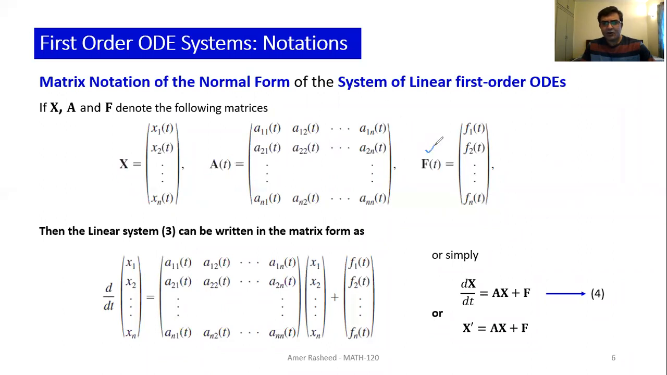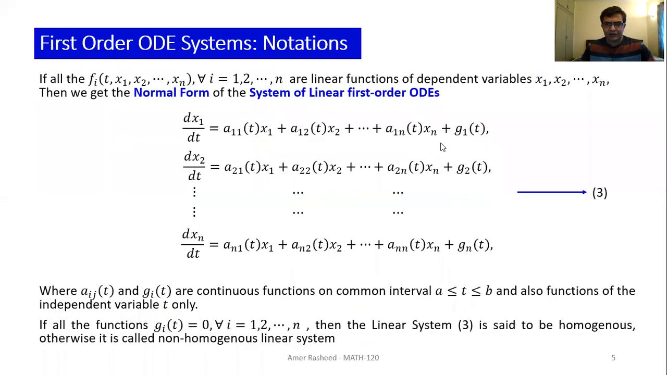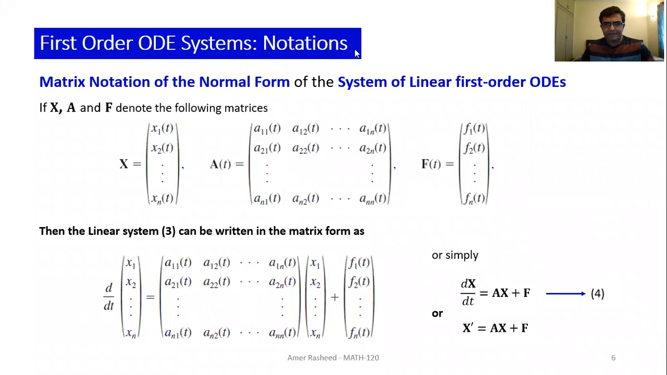f of t, which is basically f1 of t, f2 of t, fn of t. Instead, I should write here g1 of t, g2 of t, and gn of t in order to have compatible notation with the previous system, because in the previous system I have used g1, g2, gn. So I should write here g1 of t. I hope you got it. g2 of t and so on, gn of t.